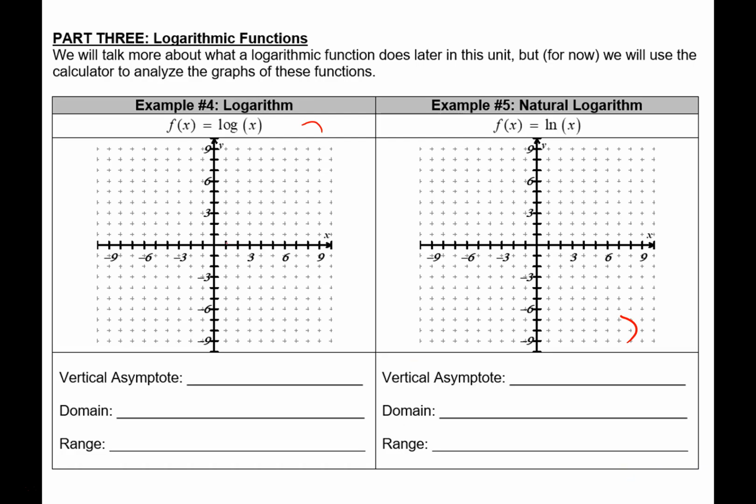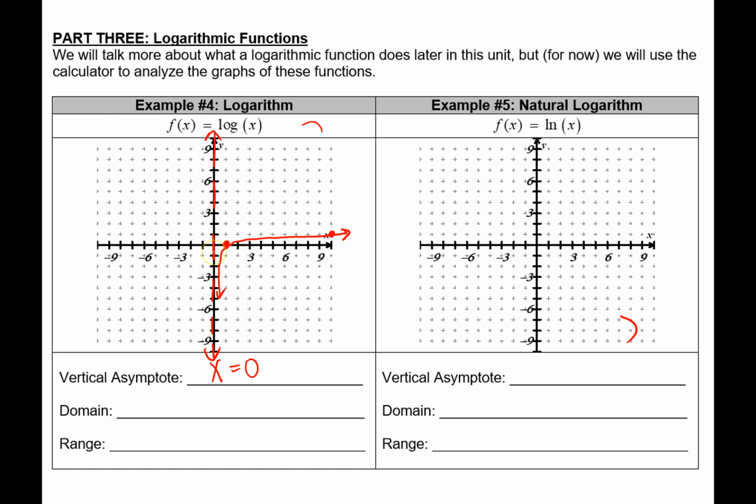So (1, 0) and (10, 1) is there. It looks like that asymptote was at the y-axis, so I'm going to put that at x equals 0. And then I'm going to graph this with just these 2 points because all the ordered pairs were in between there. So that's roughly my shape. Now, some things that I want you to notice here.